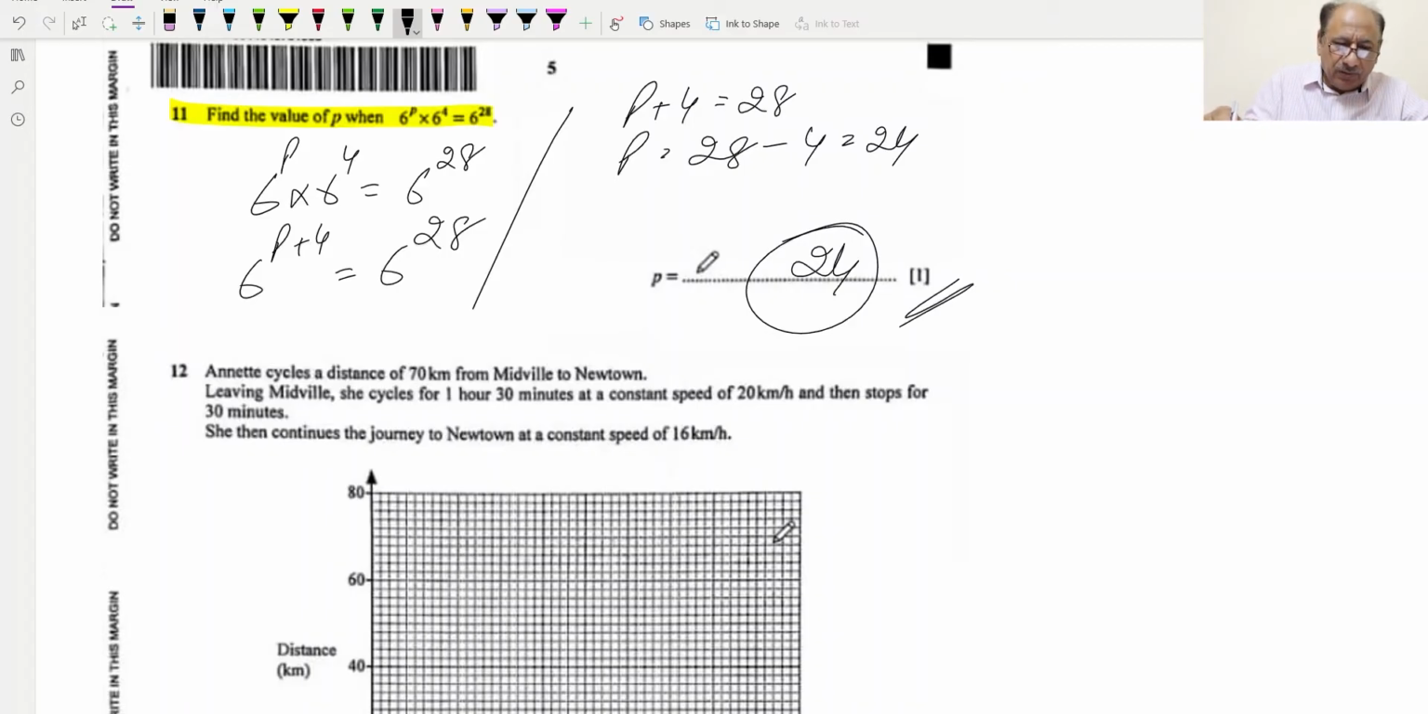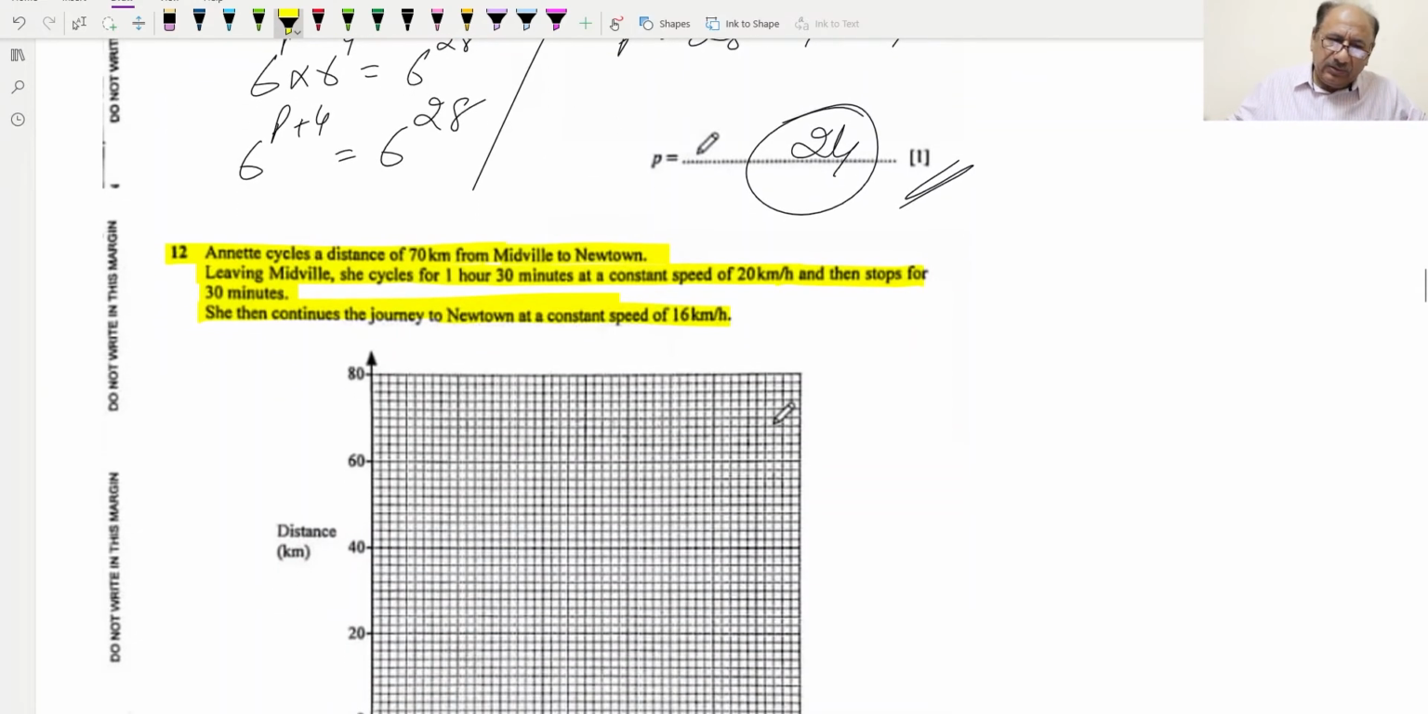Hopefully you understood this. Now question number 12, and question number 12 is a graph question. It's a velocity journey graph, basically, or distance time graph. Net cycles a distance of 70 km from Medville to Newtown. Leaving Medville, she cycles for 1 hour and 30 minutes at the constant speed of 20 km per hour, and then stops for 30 minutes. She then continues the journey to Newtown at a constant speed of 16 km per hour.